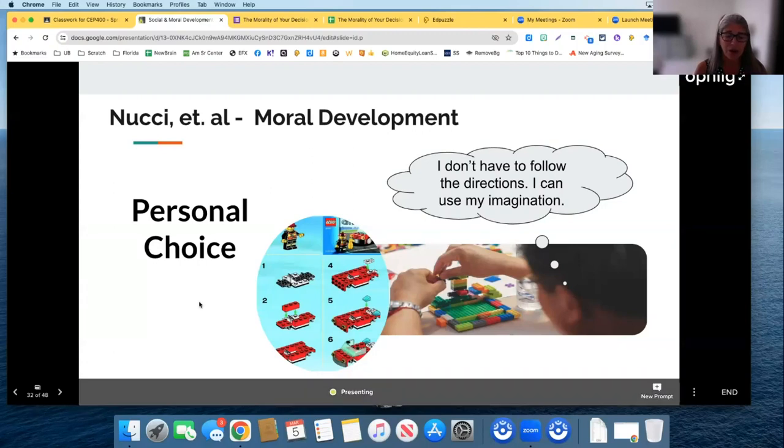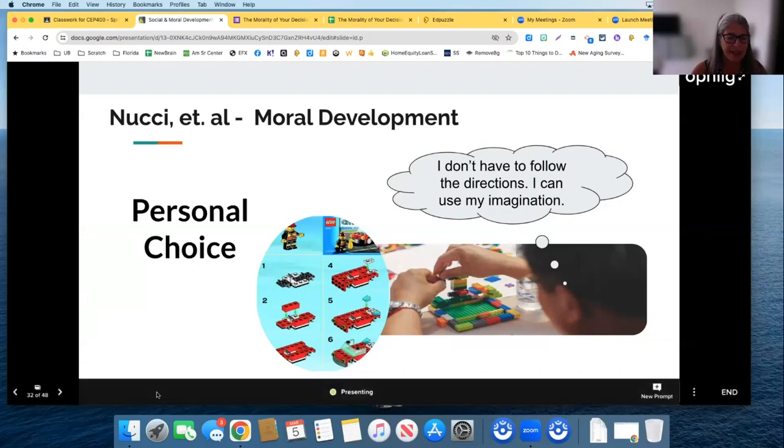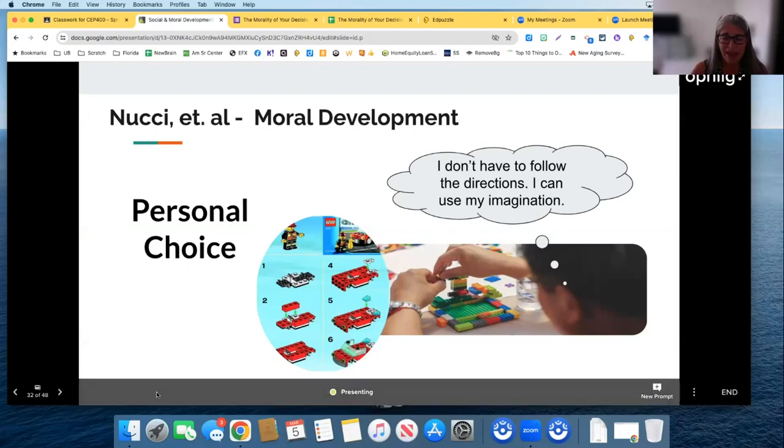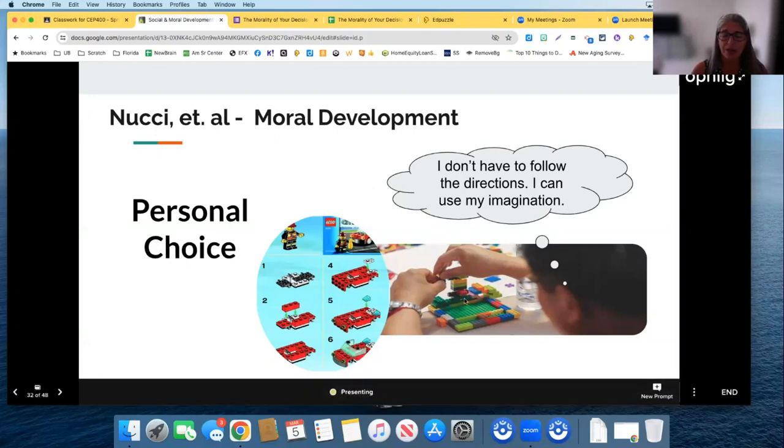And here's where, realizing that personal choice, there's no right or wrong. Whatever you choose is okay. It's not hurting anyone if you build with the blocks this way rather than following the rules or the directions.